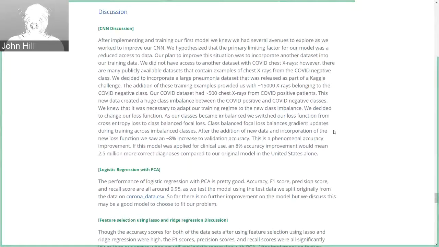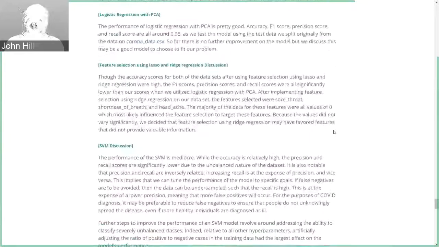Next. The performance of logistic regression with PCA is pretty good. Accuracy, F1 score, precision score, and recall score are all around 0.95. And there is no further improvement on the model, but we discussed this may be a good model to choose to fit our problem.